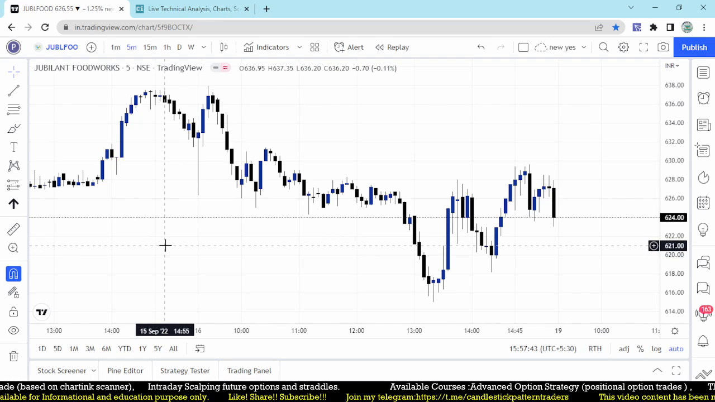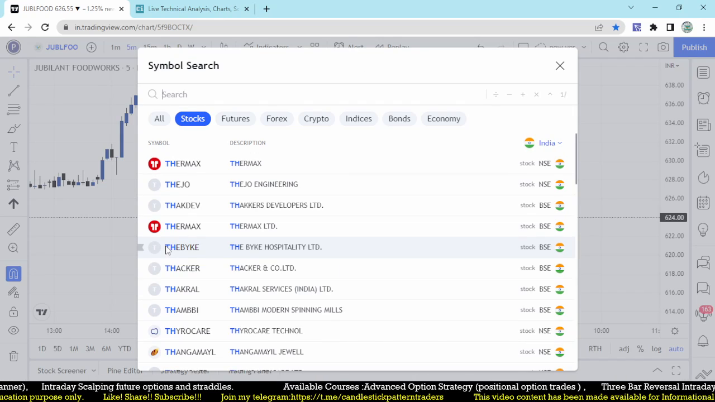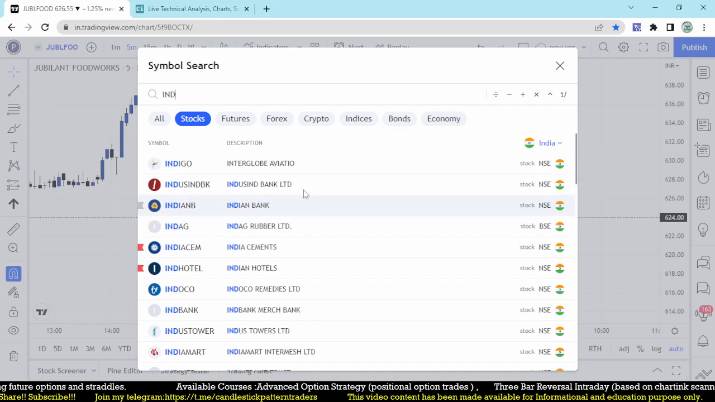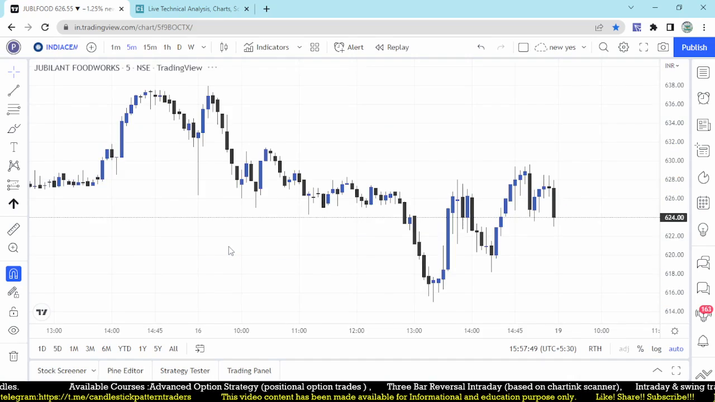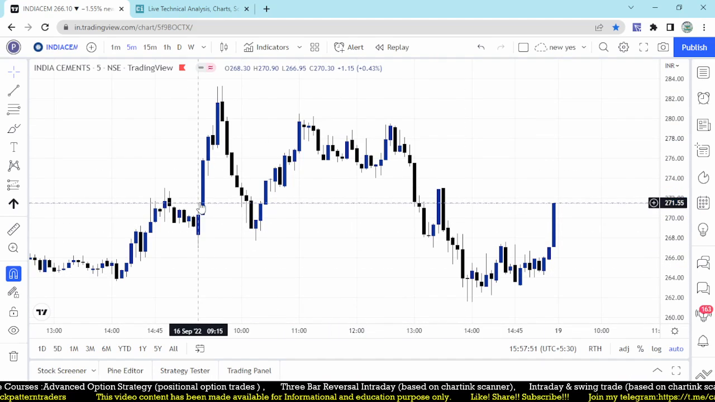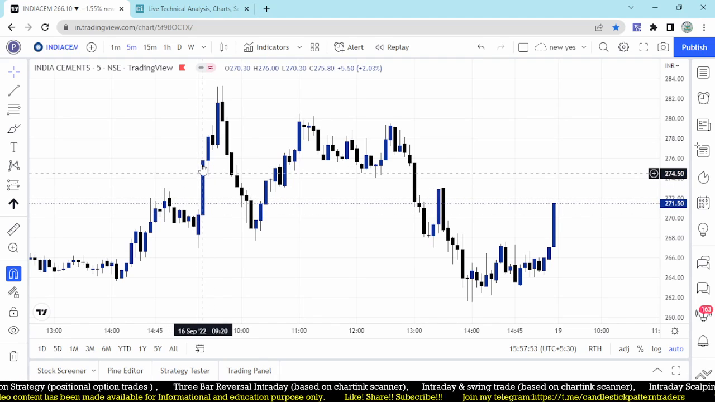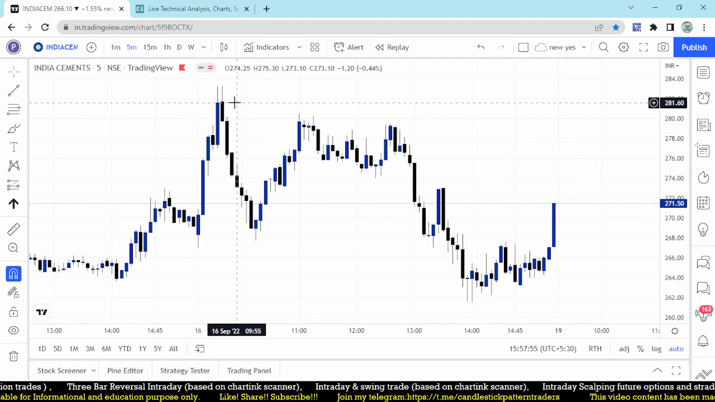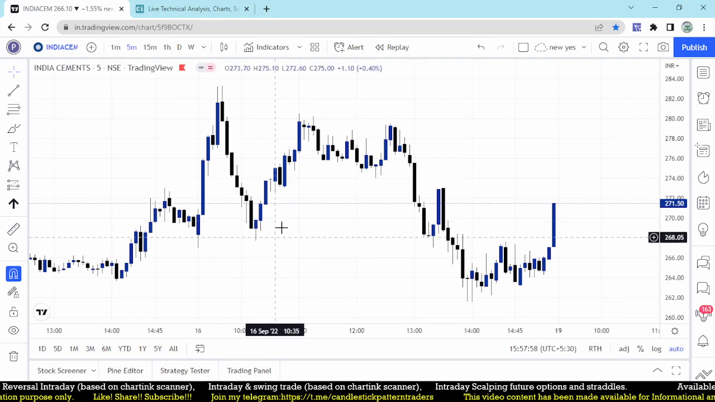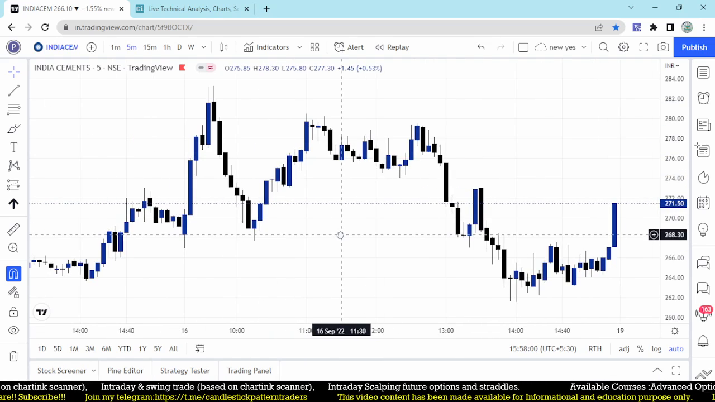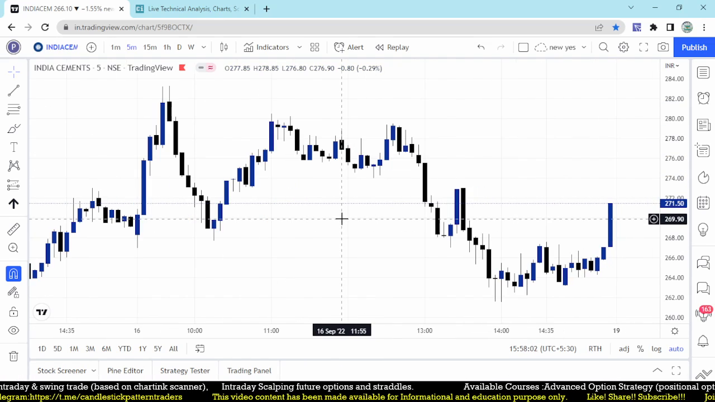And the second one is India Cement. Look at this, there is a relation among all these stocks. India Cement is what you should focus on, and this is what's happening. Let's take a trade and see how I'm going to do quick scalping on India Cement and other stocks.